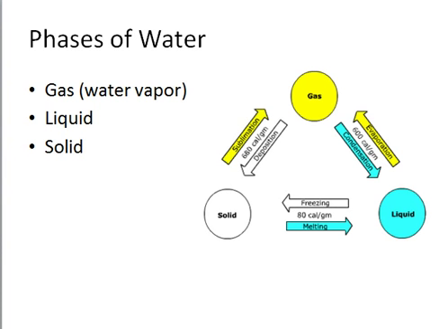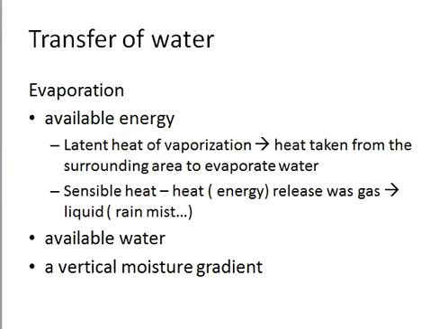Now, once that happens, then that molecule of water or vapor can be transferred. And so in order to transfer that water, you need evaporation, right? You need to take the liquid water and move it into the atmosphere. In order to evaporate water, you have to have 3 components. You have to have the energy necessary for evaporation. So heat energy is great. Cold areas are not going to evaporate as much as warm areas.